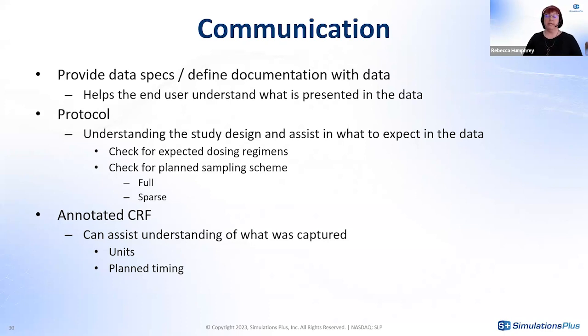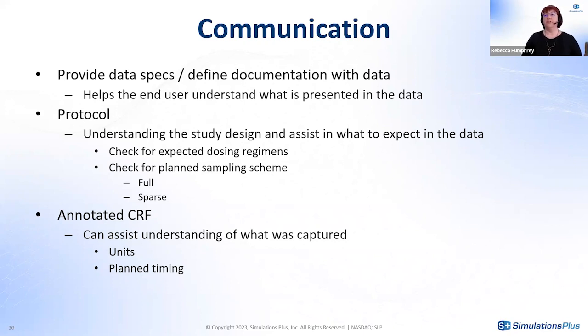The protocol is key to understanding your clinical data. It helps you understand the study design as well as the treatment planned. It helps you check for expected dosing regimens and expected planned sampling.